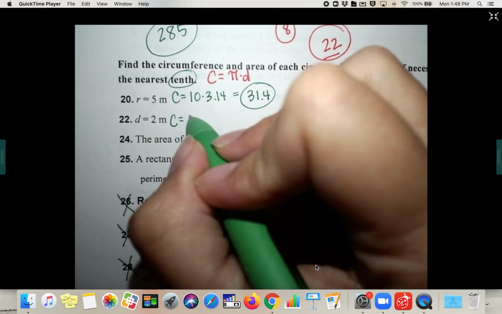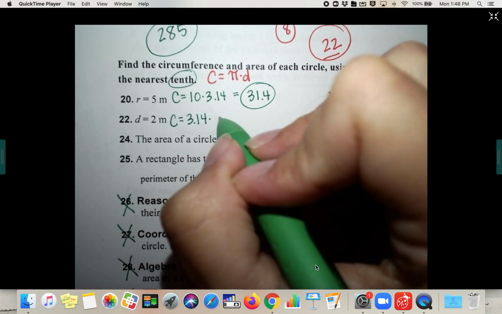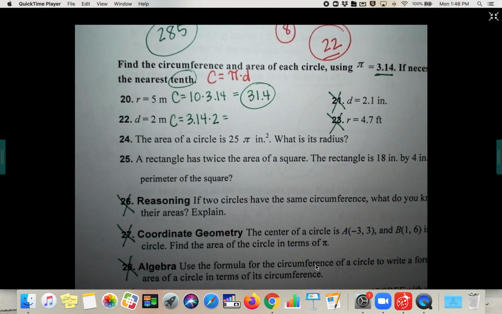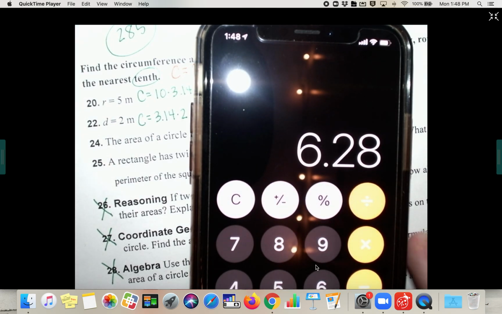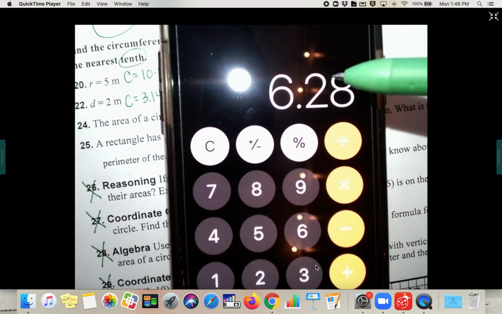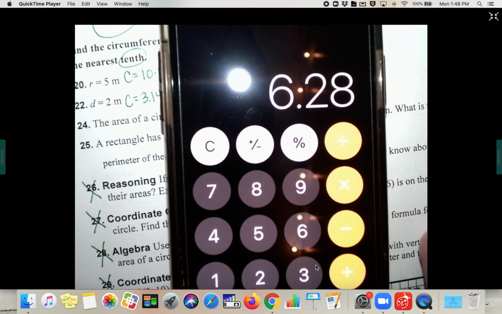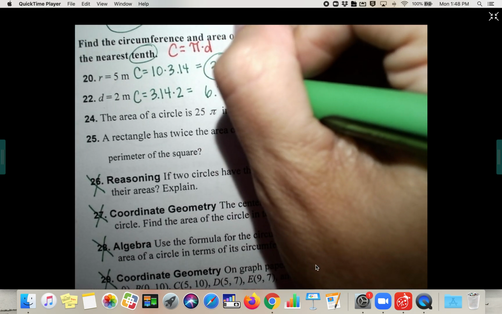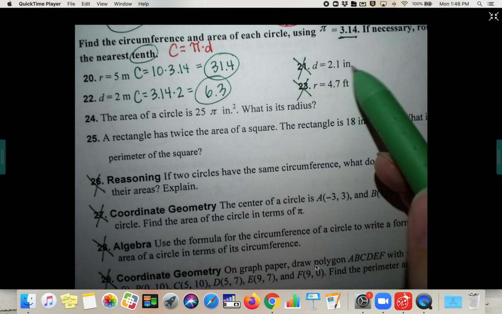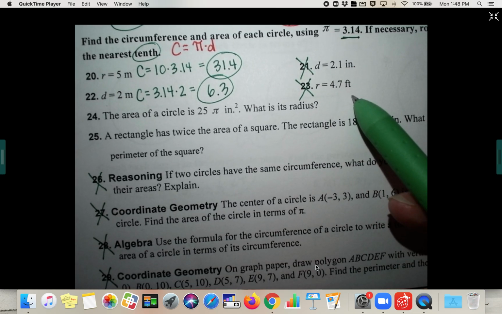So circumference equals 3.14 times 2 because that's already the diameter. So 3.14 times 2 is 6.28. Okay, here's where we need to round. If it said round to the tenths place, then the 8 will bump up to 6.3. So 6.3. All right, these would be the same, it'd just be more rounding for you.